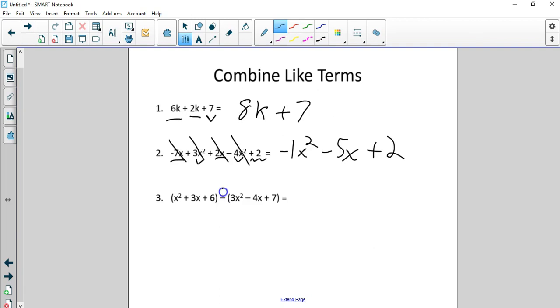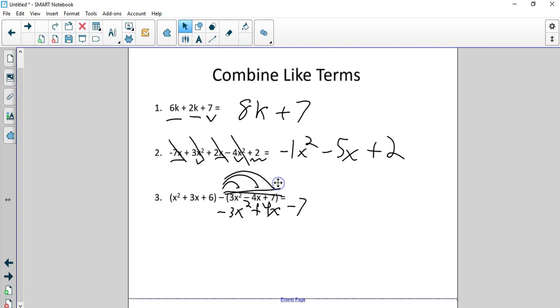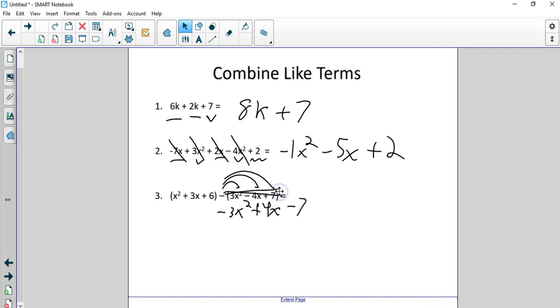Now, what you have to be careful about here is this negative sign right here gets distributed here, here, and here. I would go ahead and first off rewrite this right underneath. The -4x becomes positive 4x, and the positive 7 becomes -7. And then I would cross this out. Just get rid of it. Why? Because I don't want to get confused.